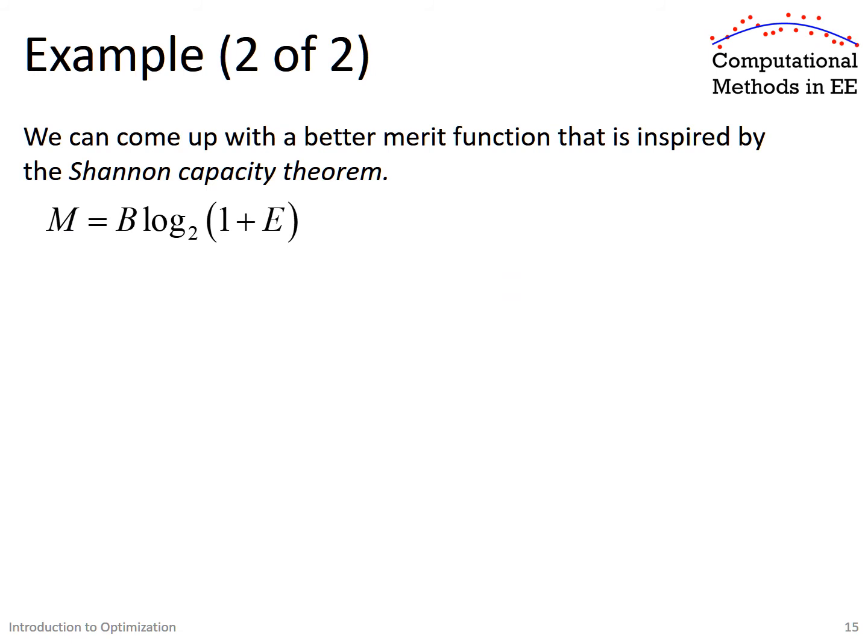So this was my merit function, bandwidth times the log of 1 plus the efficiency. Why not signal to noise ratio? Well, we're just looking at the antenna. We don't really have any way to know what the noise is yet, but certainly the efficiency of the antenna would factor into the signal to noise ratio. So this is no longer the Shannon capacity theorem. It is just our merit function inspired by the Shannon capacity theorem to better convey the relative importance of bandwidth and efficiency.